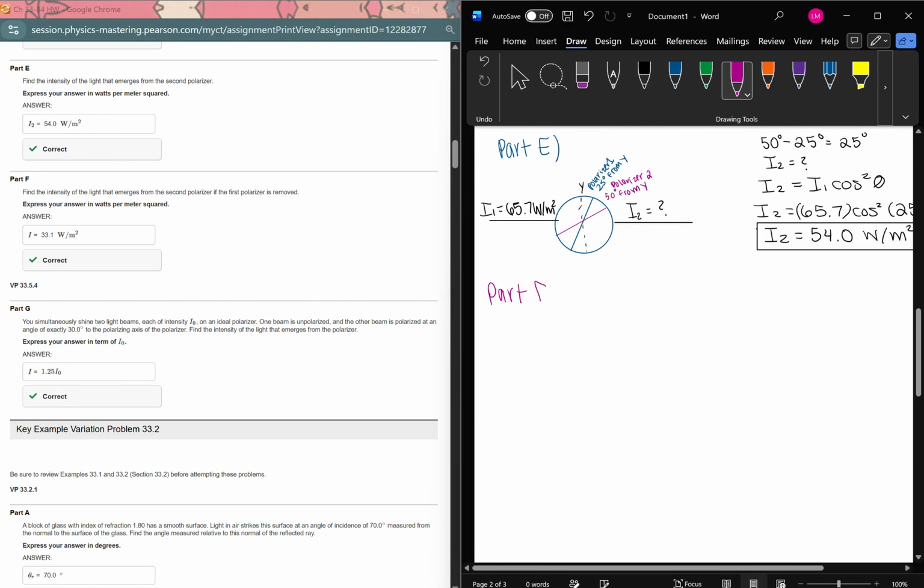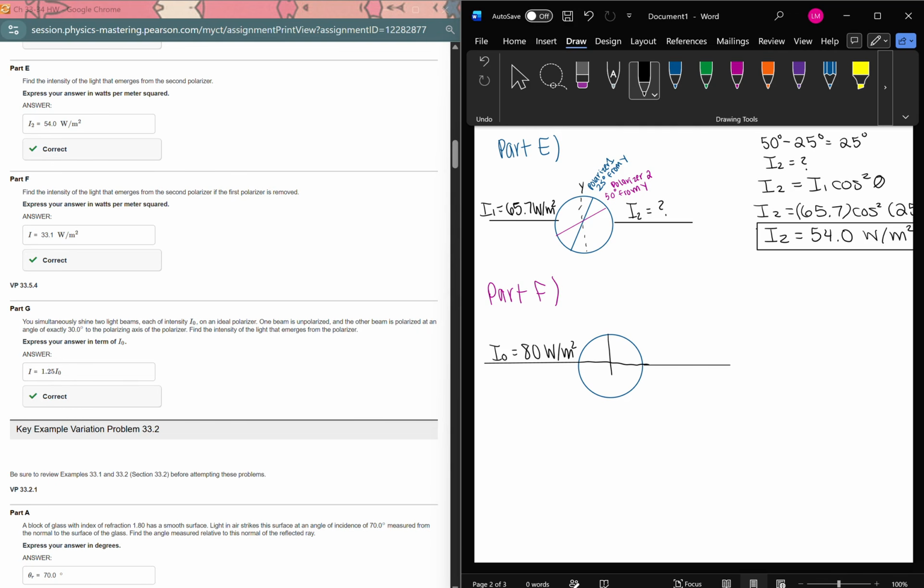Part F. Find the intensity of the light that emerges from the second polarizer if the first polarizer is removed. So if the first polarizer is removed, let's just draw polarizer 2, and we're going to use the same initial intensity up here, which is 80 watts per meter squared.